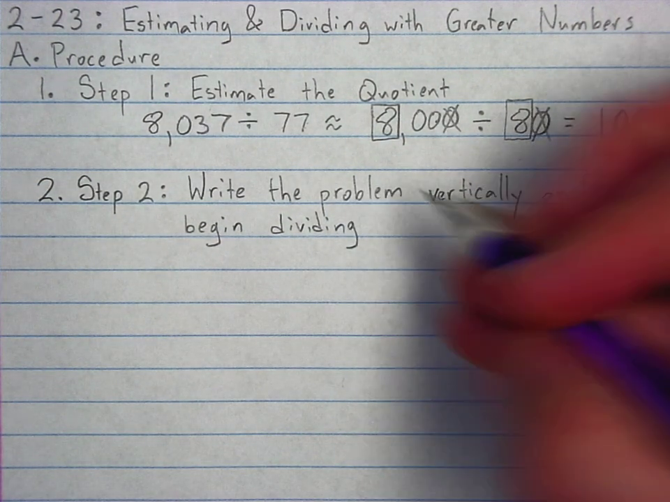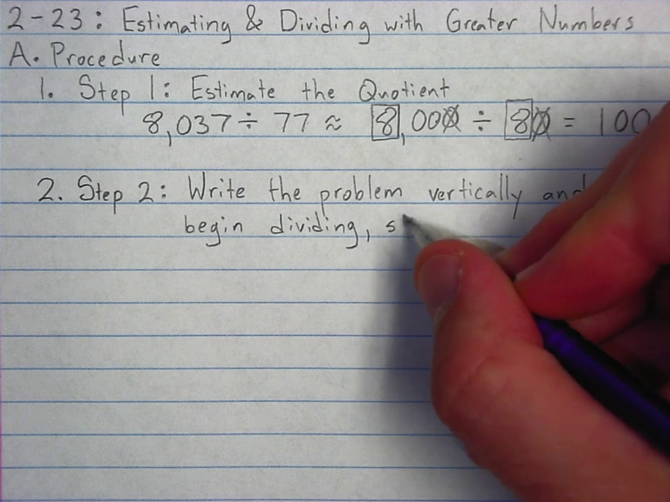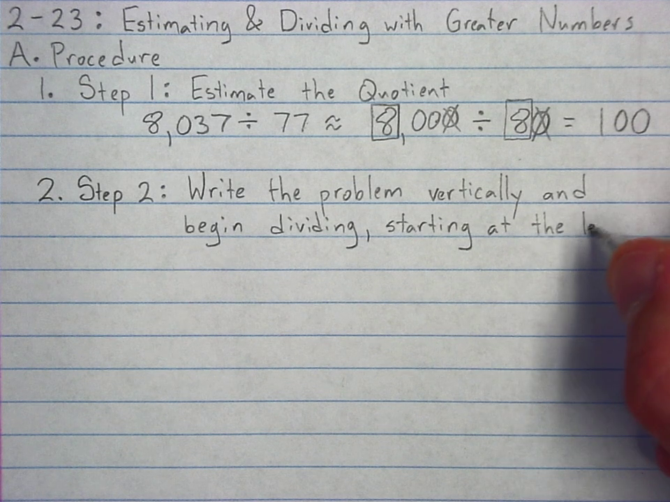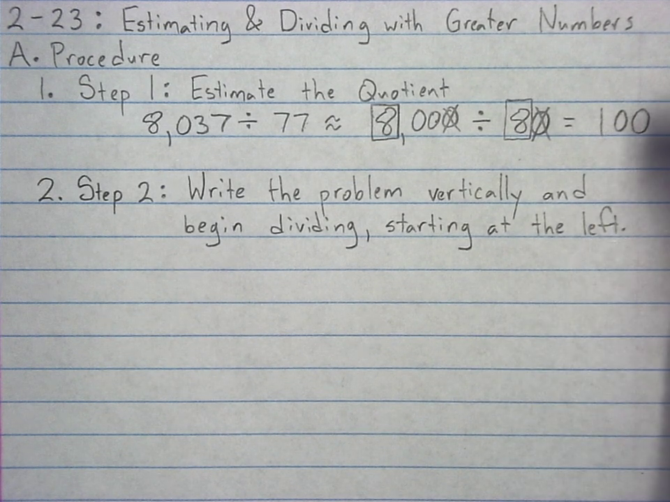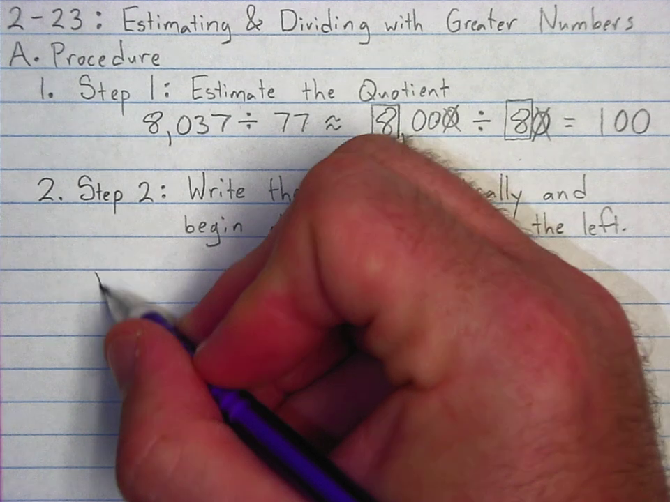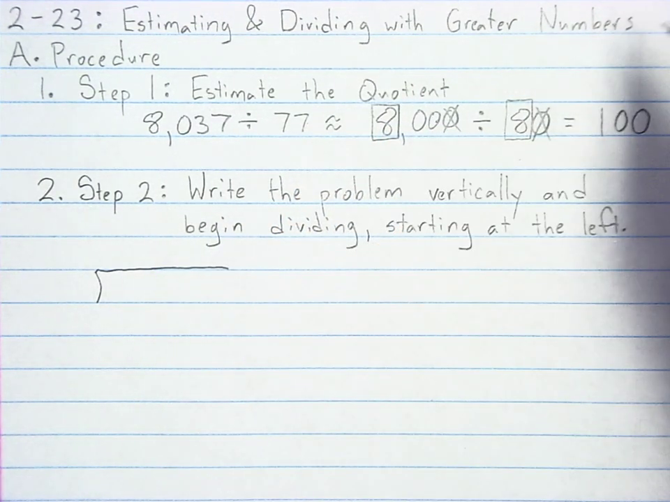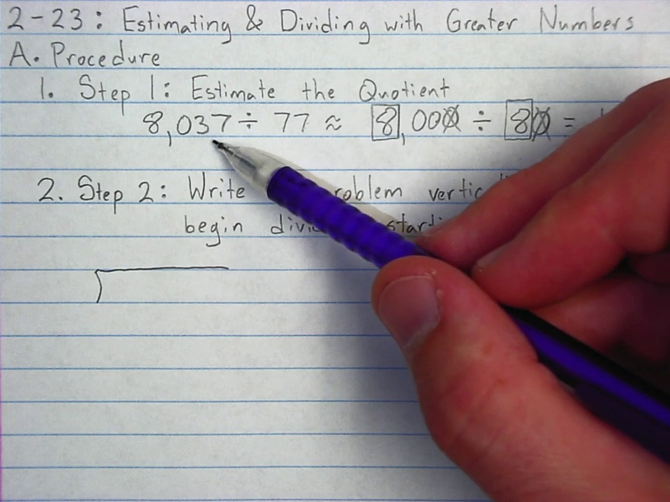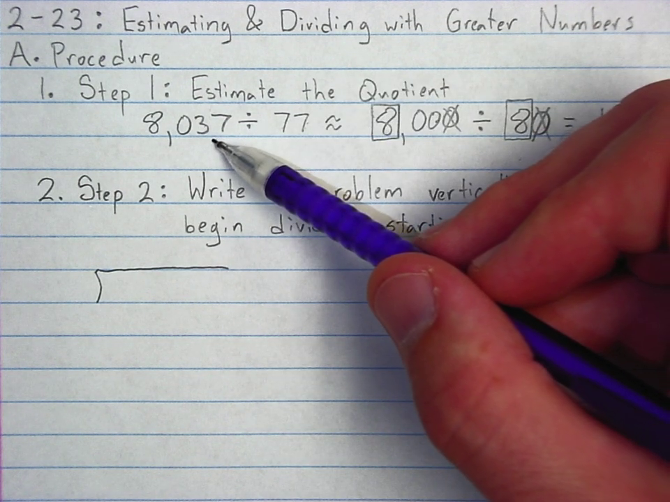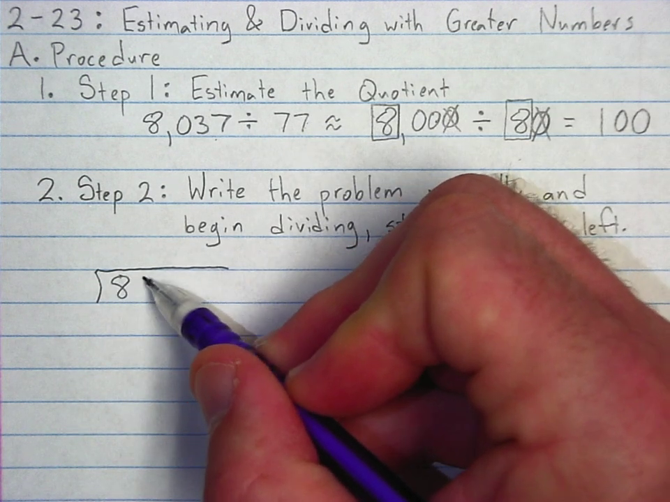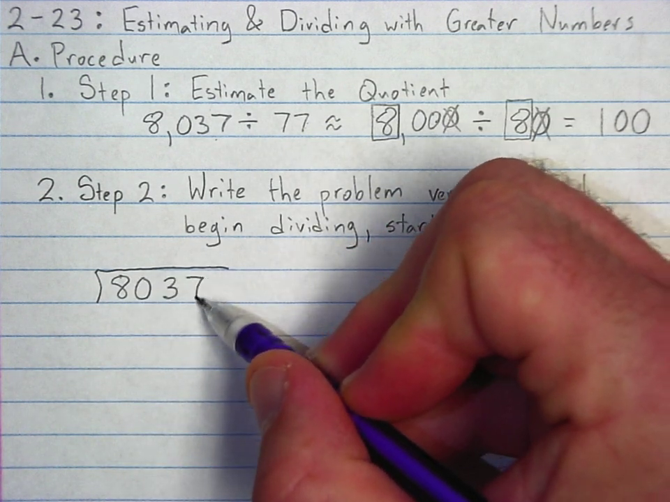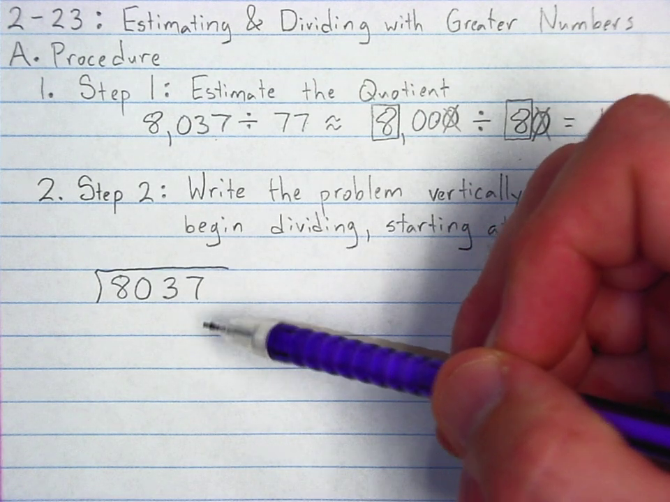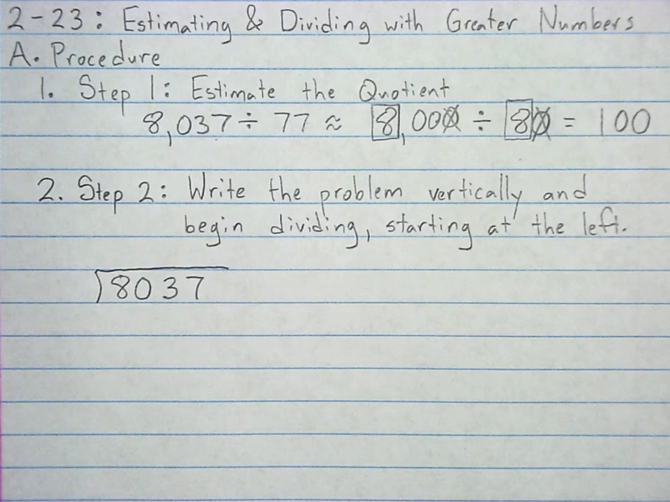Write the problem vertically and begin dividing, starting at the left. Starting at the left. So down here, I have our division hut, our division symbol. The number that goes inside is always the first number in the expression, always the dividend. 8, 0, 3, 7. On your graph paper, make sure every digit is in a box. Graph paper is vital for division.